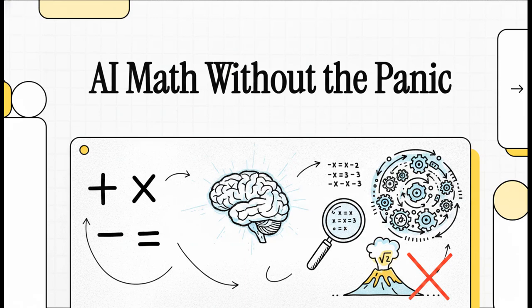Welcome to This Explainer. Today, we're completely demystifying the math powering AI. If you've ever felt overwhelmed by the technical jargon surrounding artificial intelligence, you are absolutely in the right place. We're going to prove that AI doesn't rely on some secret, magical branch of mathematics discovered beneath a volcano somewhere. Instead, it relies on familiar, everyday operations that are simply executed at an extraordinary, mind-bending scale.